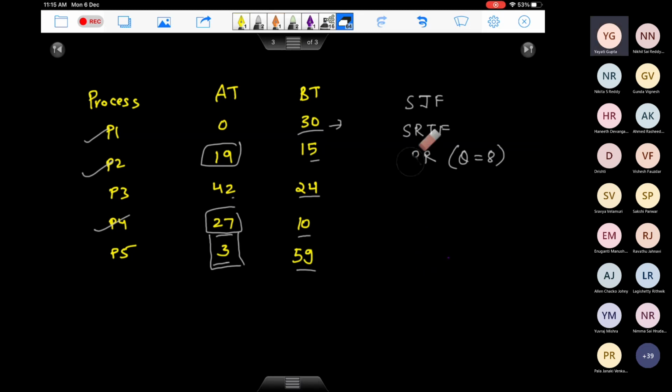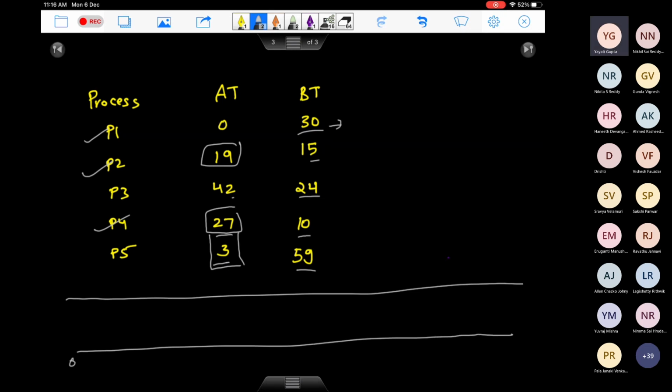So how do we maintain this circular queue at all times and execute these processes? Let's see. Okay, Yuvraj has given the answer for the 3 cases. All right. Okay, this is for the round robin. Good. Is anyone else getting the same answer? Let's see.